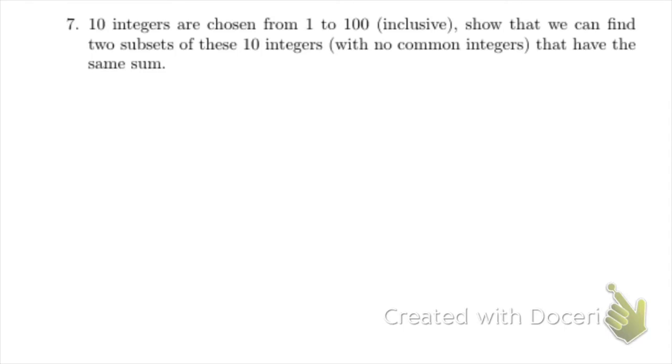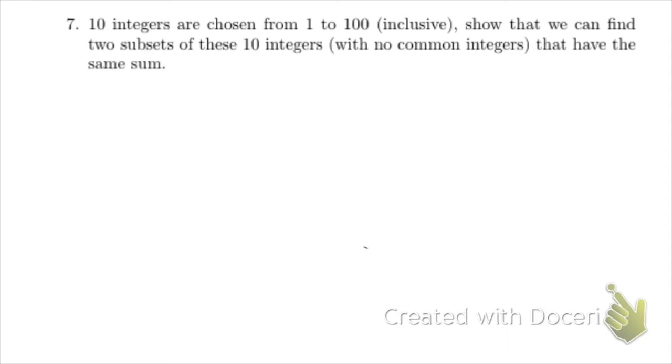What that means is that, for example, if we chose the numbers 1 through 10, 1, 2, 3, 4, 5, 6, 7, 8, 9, 10, then two subsets we could pick would be 1, 2, and 3, and 4, 5, and 6, right? That's breaking it into two subsets that have no common integers in them. Okay, and we're trying to prove that we must be able to find two of these subsets that have the same sum. No matter what integers are chosen.